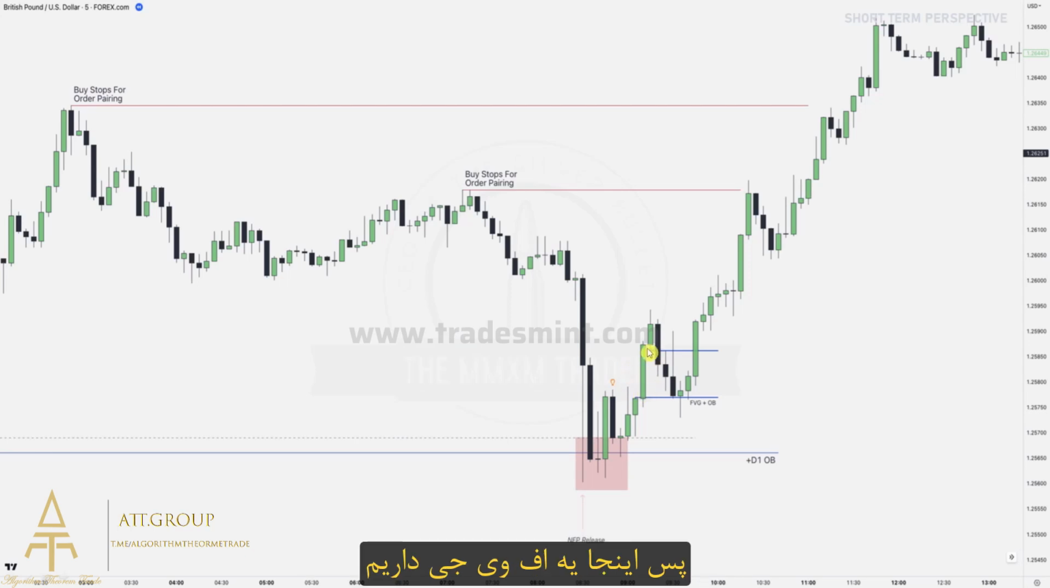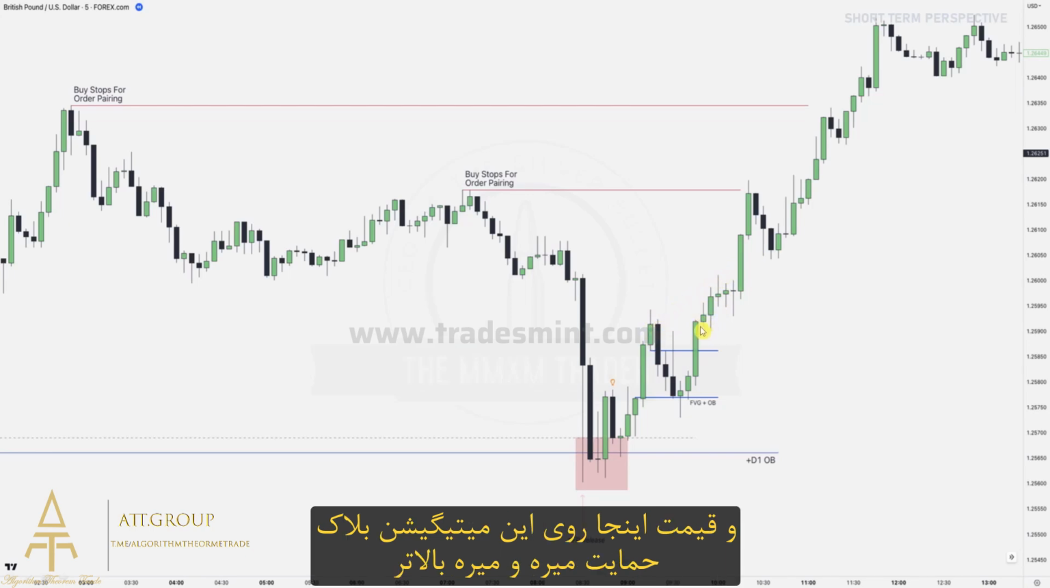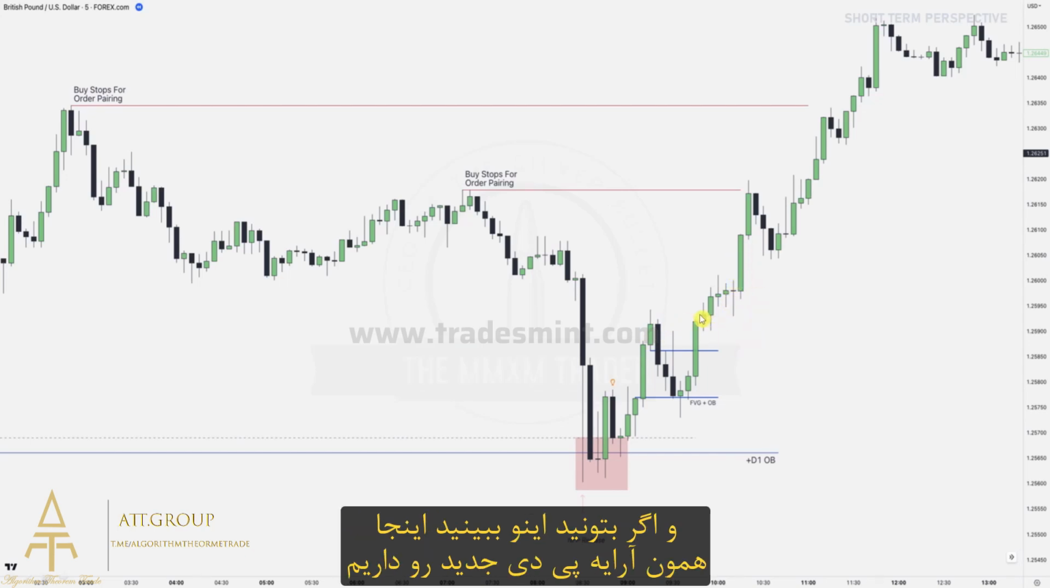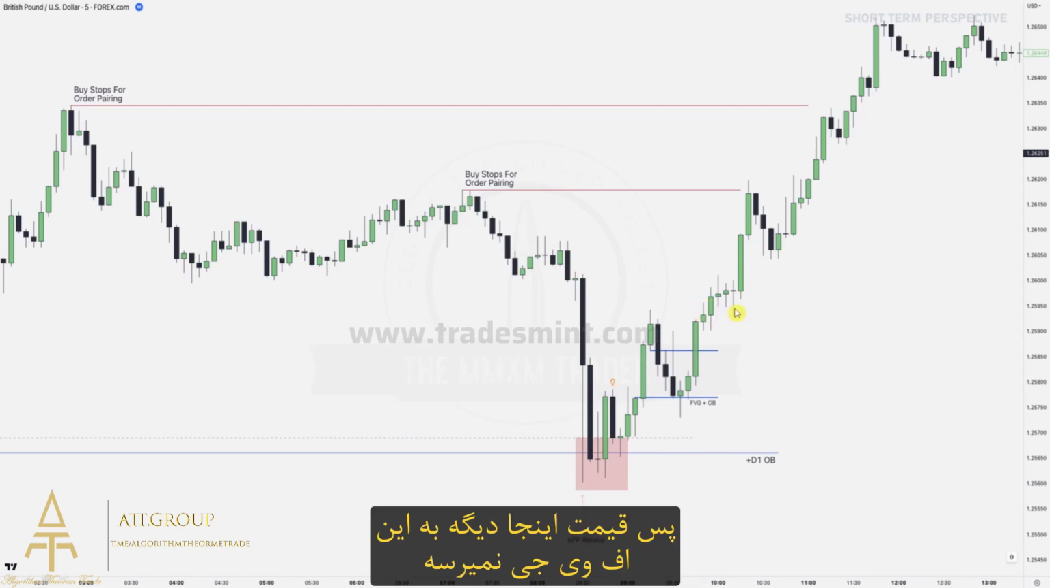So we have that fair value gap over here. The bodies of the candles are respecting this fair value gap, and you can actually see it pushes up further and further, leaving this mitigation block up here, and then price finds support over here on that mitigation block, continuing up higher. And if you can spot it, we've got that new PD array, right? That redelivered rebalanced candle here. So this area over here doesn't go into this fair value gap anymore.